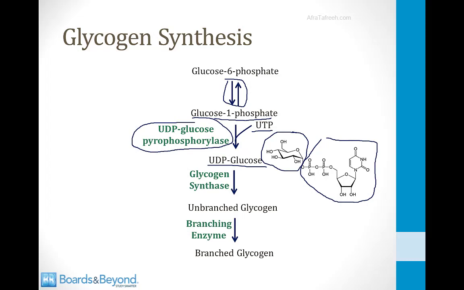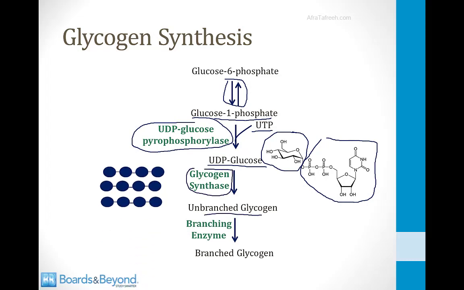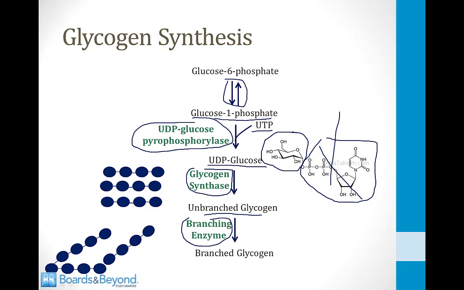The next step uses an enzyme called glycogen synthase. It creates unbranched glycogen. Basically, what this does is it lops off the uridine group and links the glucose molecules together in straight chains with those 1,4 linkages. And then the final step uses an enzyme called the branching enzyme, which creates those 1,6 linkages and creates branched glycogen.